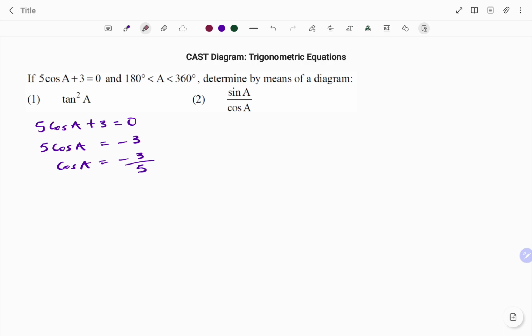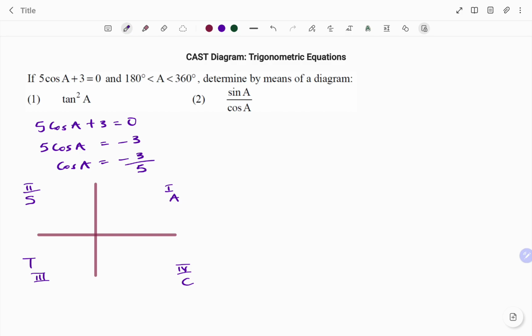Because we have to use a diagram, that's the CAST diagram, I'm going to go ahead and draw my CAST diagram, labeling each quadrant. I have the first quadrant where all the trig functions are positive. We have the second quadrant where only sine is positive. We have the third quadrant, only tan is positive, and the fourth quadrant where we have only cosine positive.